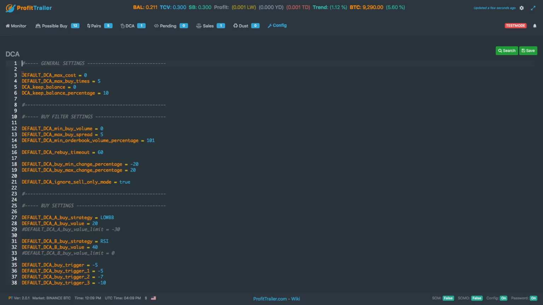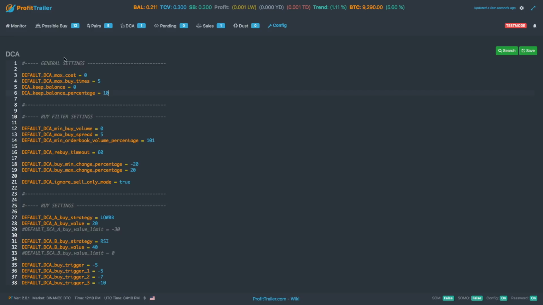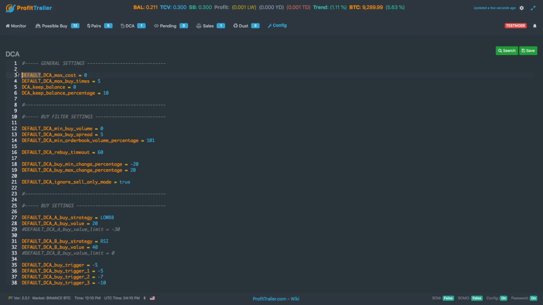These are the settings that affect the entirety of your DCA all the time. So you have your max cost, max buy times, keep balance percentage. We'll go into that in the next video, the details of each one. But just know that these will affect everything in DCA at all times, unless you make it coin pair specific, like these ones that say default can now do.